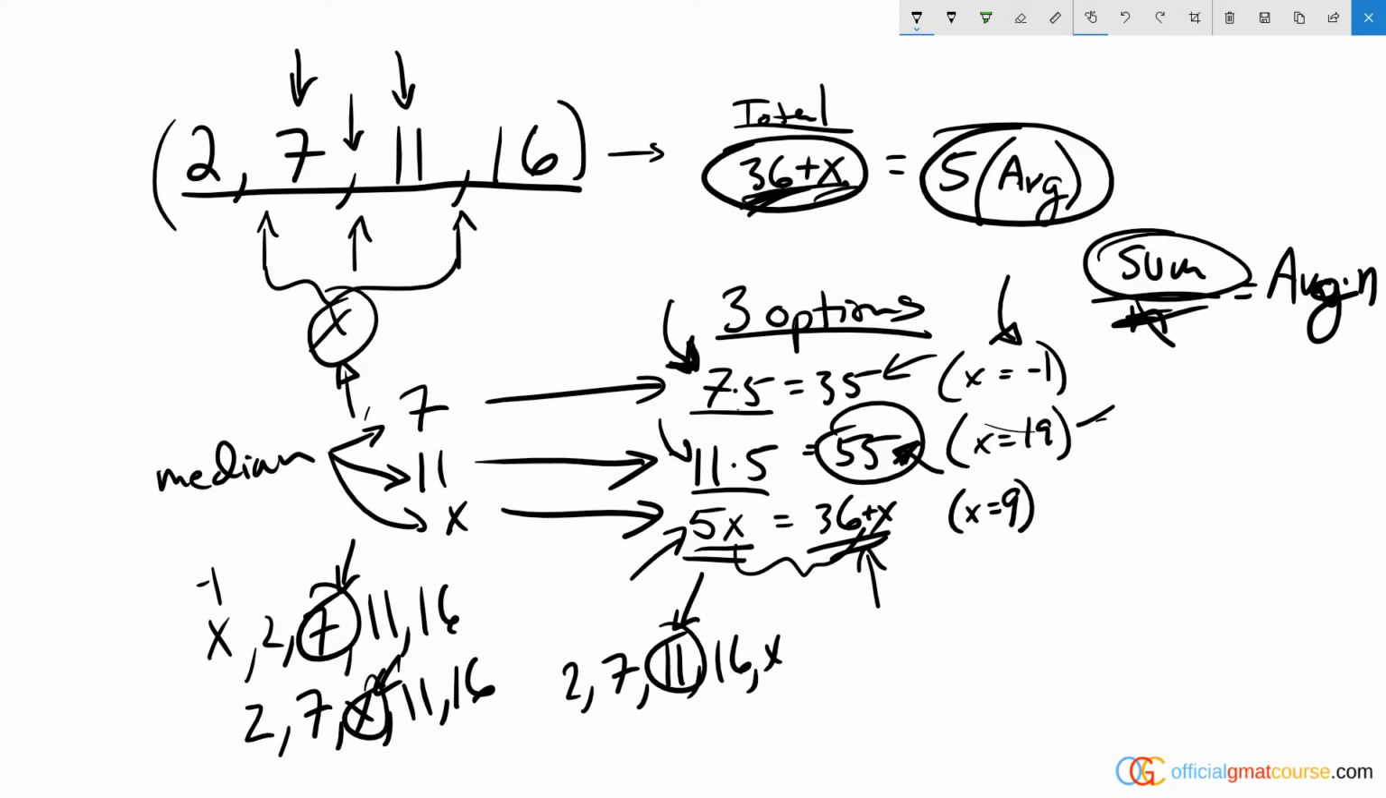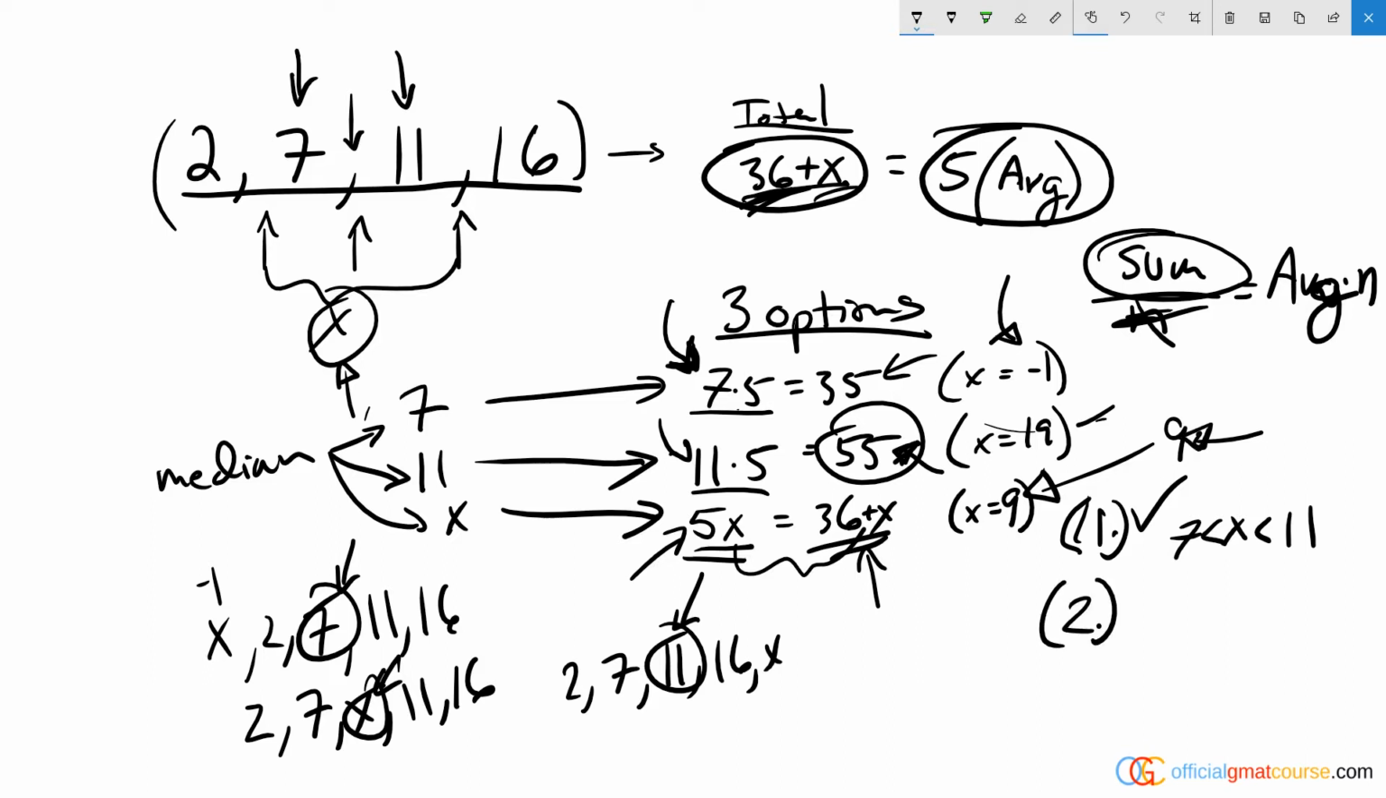So these are my 3 scenarios, and looking at our statements, I see that statement 1 says that x is between 7 and 11. Well, the only situation where x was between 7 and 11 was this one where x was equal to 9. So I think that is sufficient to tell us that x is the mean and median, and that x is also equal to 9. So 9 is the mean and the median, and 9 is the value of x.